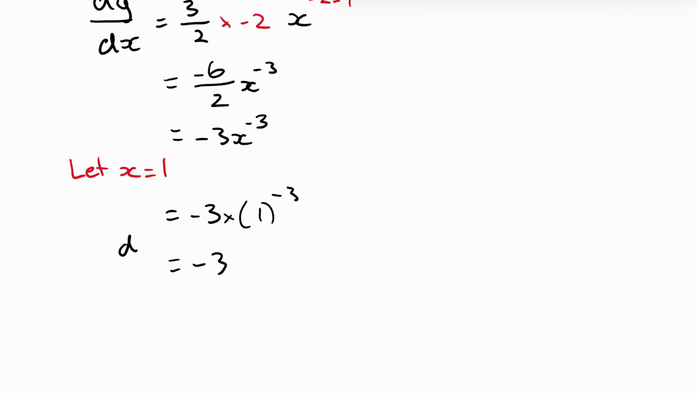Sometimes you'll see that left as dy over dx. Sometimes you'll see m equals that. Or like I said, sometimes you'll also see that. Each one of these mean the same thing.